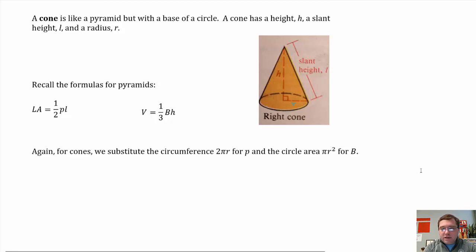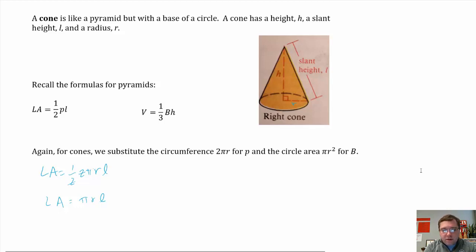So recall the formulas for pyramids, and we're just going to extend those to work for cones. The formula for the lateral area of a pyramid was 1/2 times the perimeter of the base times the slant height, L. Well, the perimeter of our base is the circumference of the circle. So if we plug in 2 pi r, the circumference, for p, and we multiply that by L, then we have a formula for the lateral area of a cone. But notice the 2's cancel out. 1/2 times 2 is just 1. So the lateral area of the cone is pi r L. Pi times the radius times the slant height.